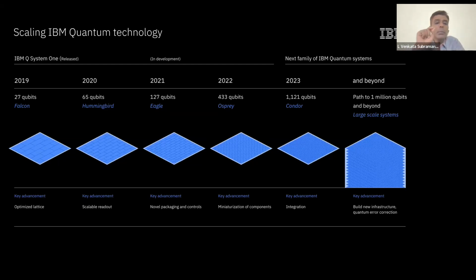In 2021, just a few months back, IBM released the first 100+ qubit quantum computer. Later this year, we are going to hit 400+, and 2023 will be the first 1,000+ qubit quantum computer. And this is where we believe we are going to start seeing applications in industry where you will actually see quantum advantage.